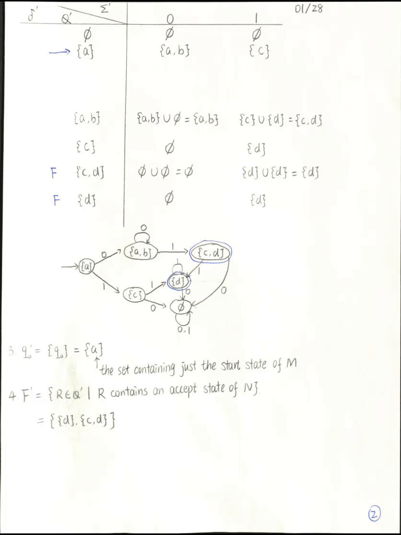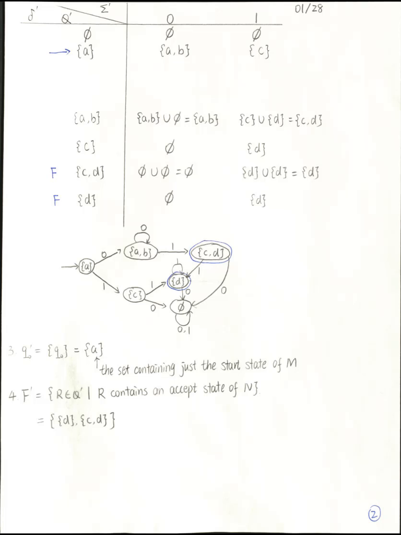Now for this state AB, I need to compute the result state for A and the result state for B after consuming a single symbol 0. From A, by reading a single symbol 0, I can reach AB. And from B, by reading a single symbol 0, I reach nothing, because there's no transition from B on 0. So that's the empty set. I take the union of the resulting states. That will be AB union empty set. The resulting states are A and B.